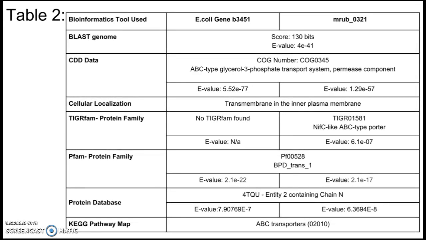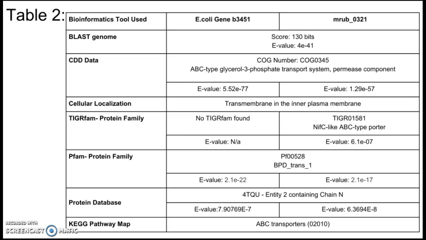The second pair that we analyzed was the E. coli gene B3451 and the mRub gene mRub0321. These also were shown to be orthologous. So the process is the same between these two genes. These represent the UgpE in the respective genomes. This table, again, shows the BLAST, which also has low E values, again showing that they are orthologous. The COG and PFAM numbers are the same in both genes.